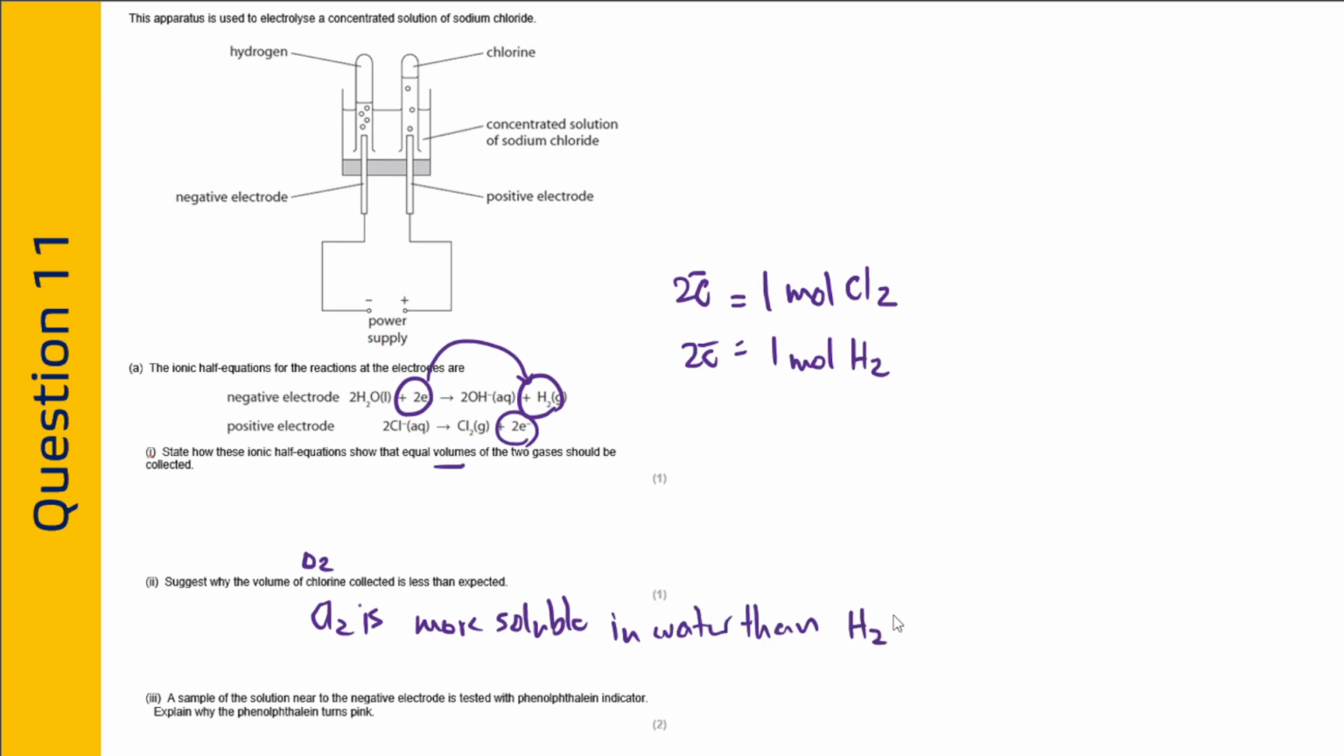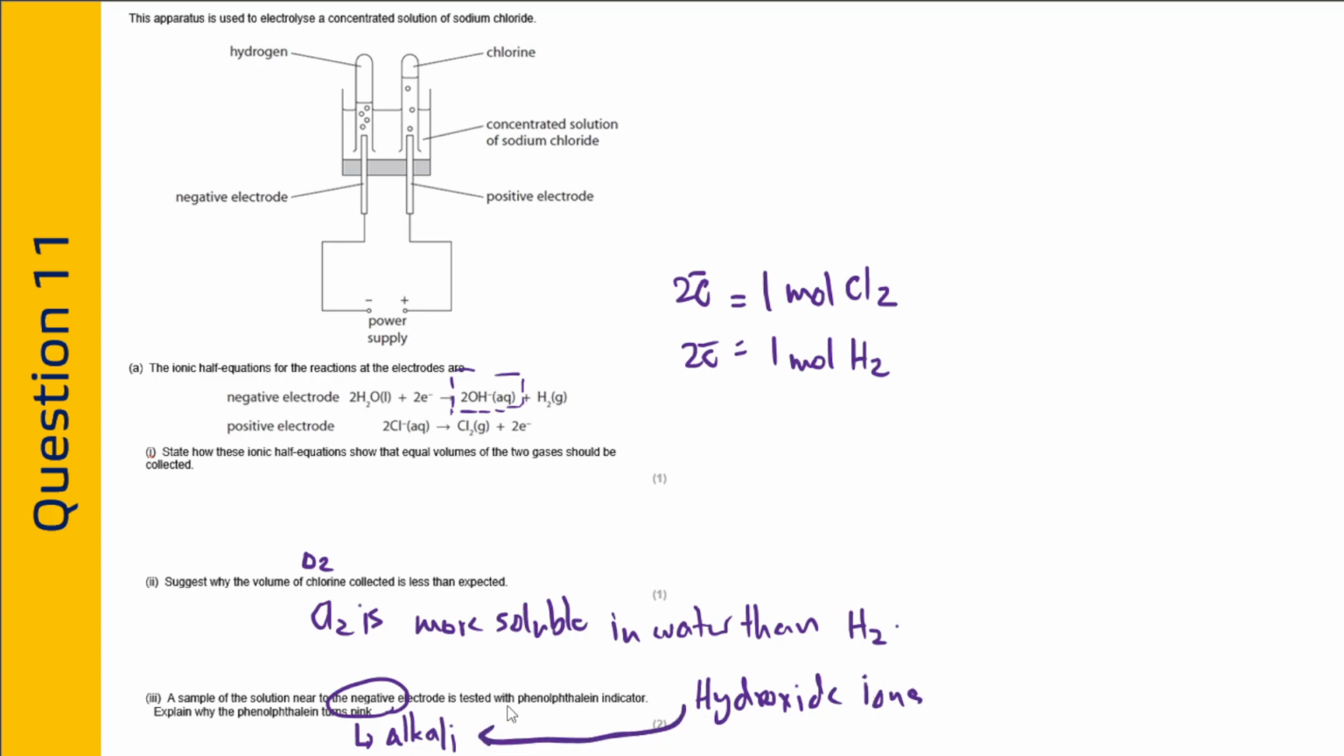A sample of the solution near to the negative electrode is tested with phenolphthalein indicator. Why does it turn pink? Turning pink means that it becomes alkali. Near the negative electrode, what are we producing? If you look at your product, we're producing hydroxide ions. So you can simply say that we're producing hydroxide ions, and the hydroxide ions will make the solution alkali.